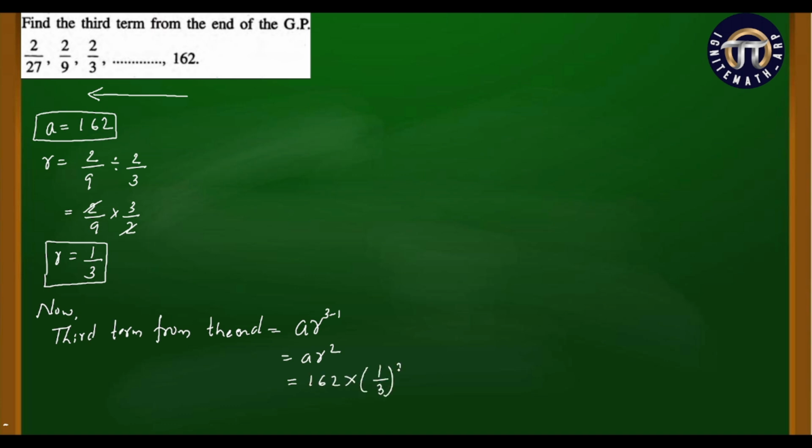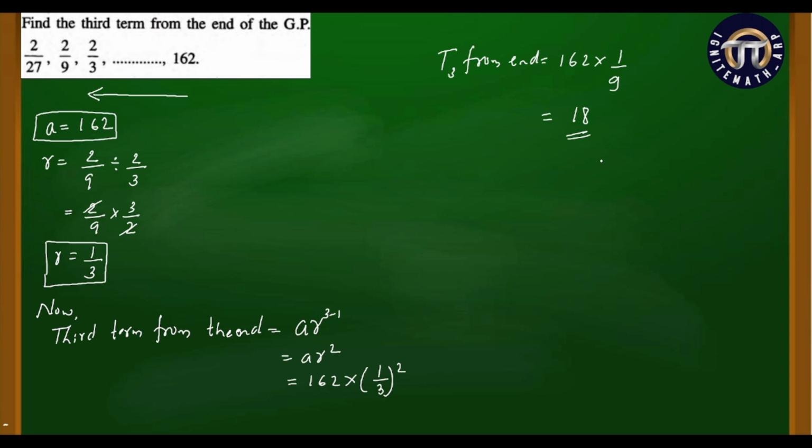1 by 3 the whole square. So I can write T3 from the end is equal to 162 into 1 by 9. So when I divide this by 9, 162 divided by 9 will give me what, children? 18. So that is nothing but the third term from the end.